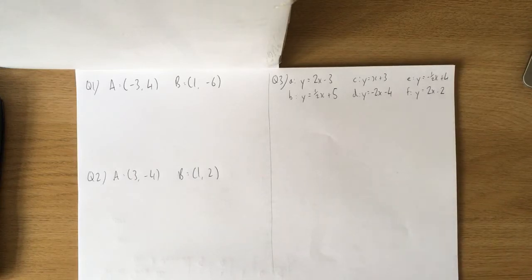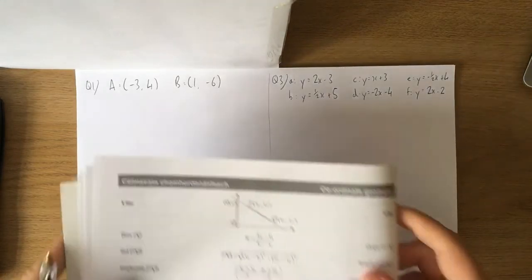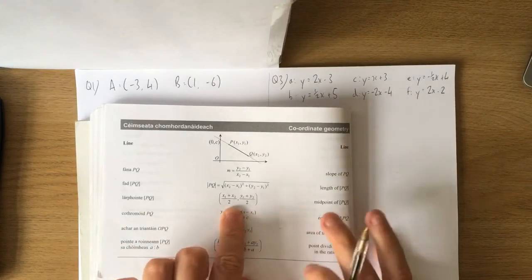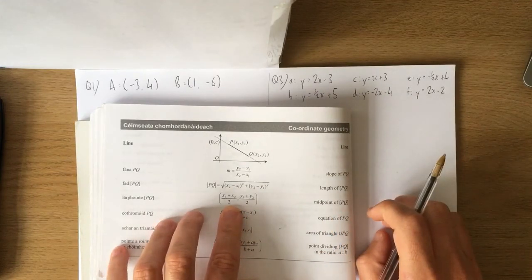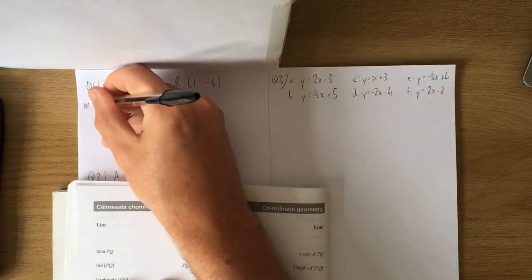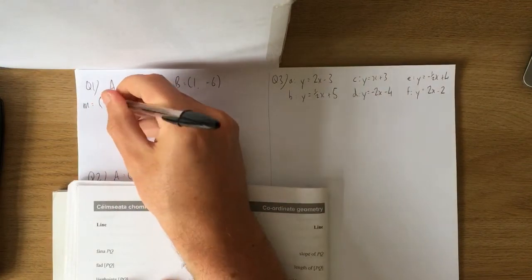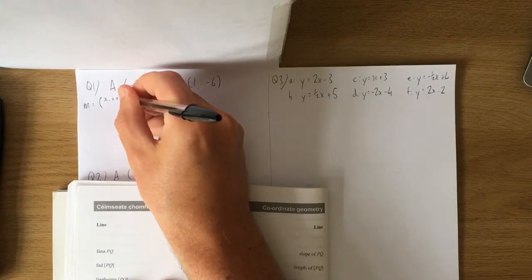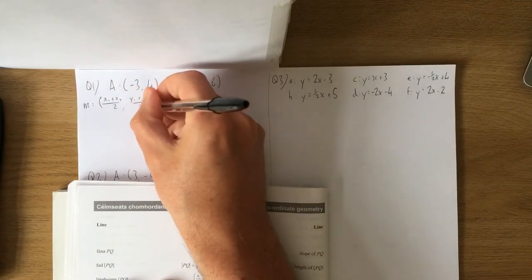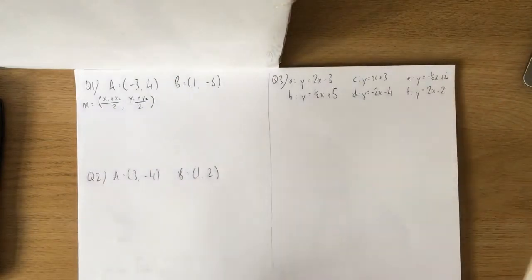So question 1, find the midpoint of the line segment joining A and B. A is minus 3, 4, and B is 1, minus 6, as I have written here. So it's telling you to find the midpoint. The formula for midpoint is there: x1 plus x2 over 2, y1 plus y2 over 2. So M is equal to x1 plus x2 over 2, y1 plus y2 over 2.